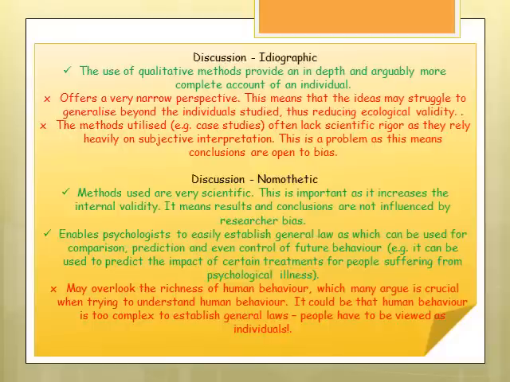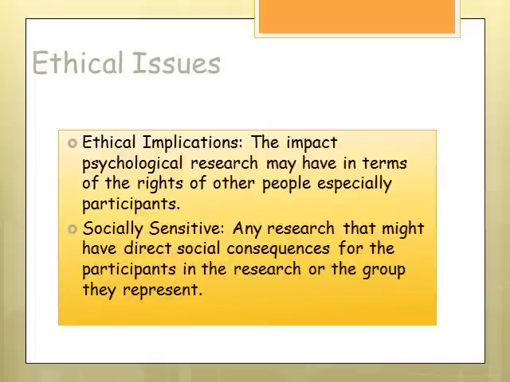However, an argument against the nomothetic approach is that it overlooks the richness of human behaviour, which many argue is crucial when trying to understand human behaviour. It could be that human behaviour is too complex to establish general laws, and people have to be seen as an individual.